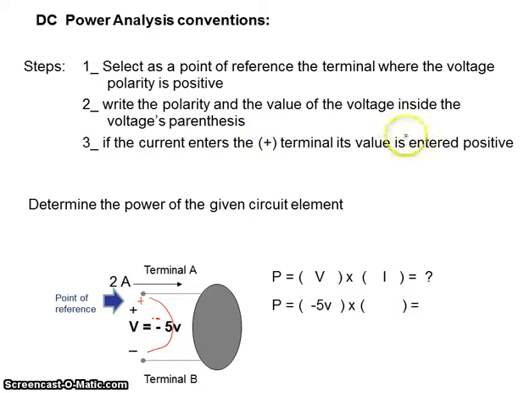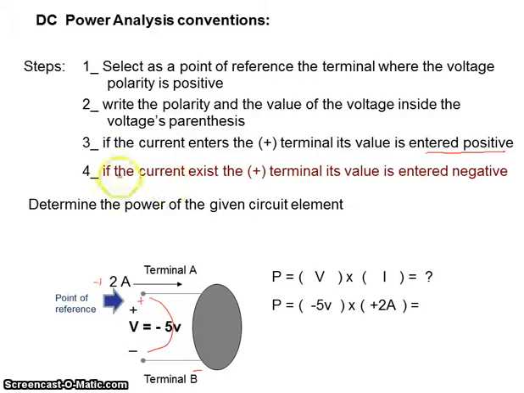Now, what is the polarity or the sign of the current? Well, we follow the rule. If the current enters the positive terminal, and it does, the value of the current should be entered with a positive sign. But if the current exits the positive terminal, then its value should be entered negative, and this is not the case. This enters the positive, exits through the negative, and so it should be entered positive, and it will give us minus 5 times 2, which is minus 10 watts.